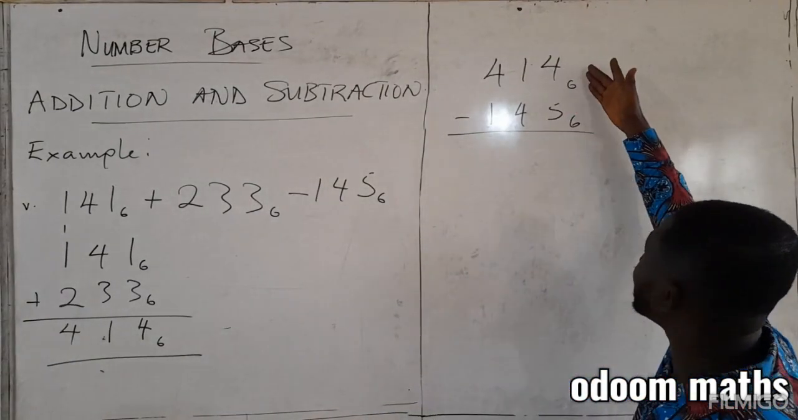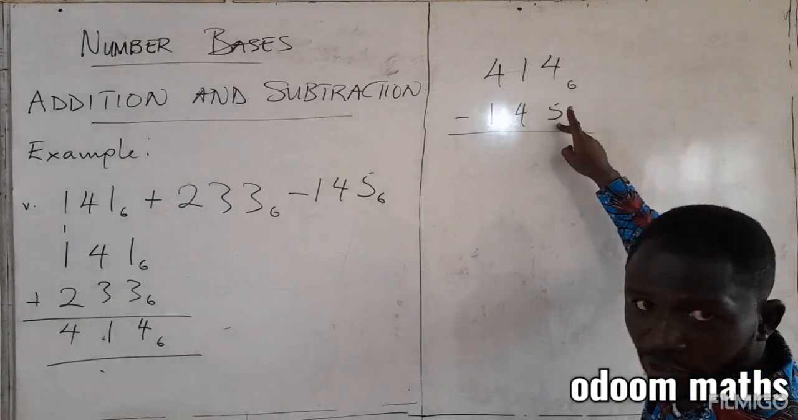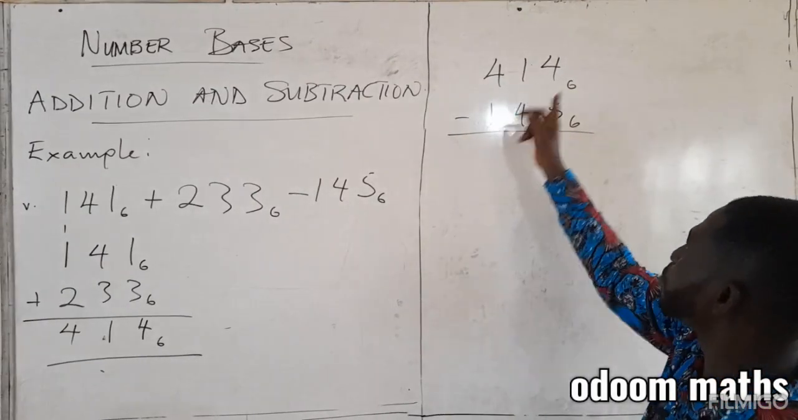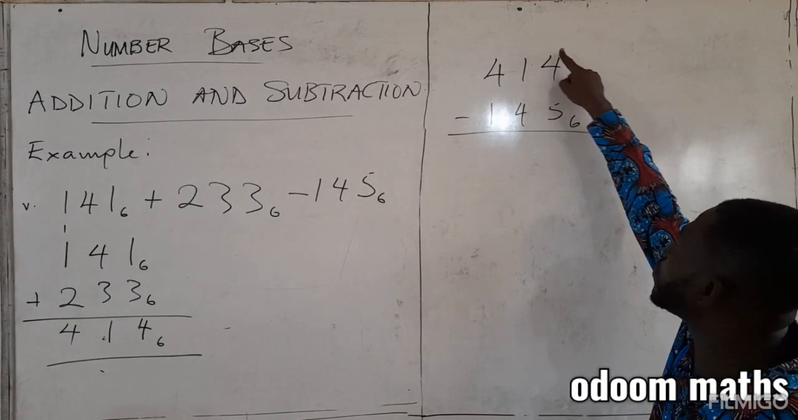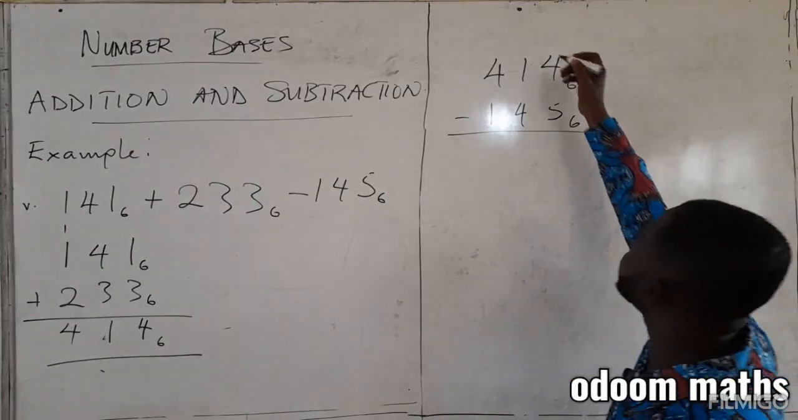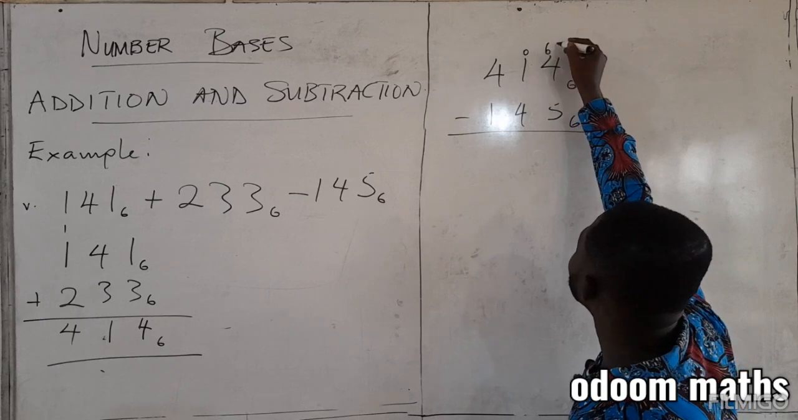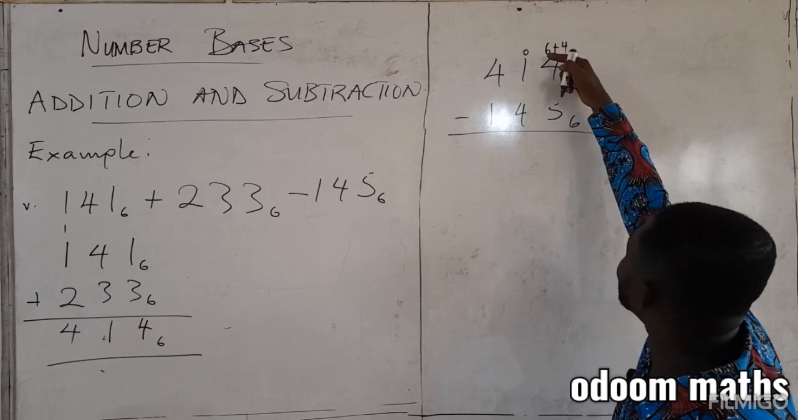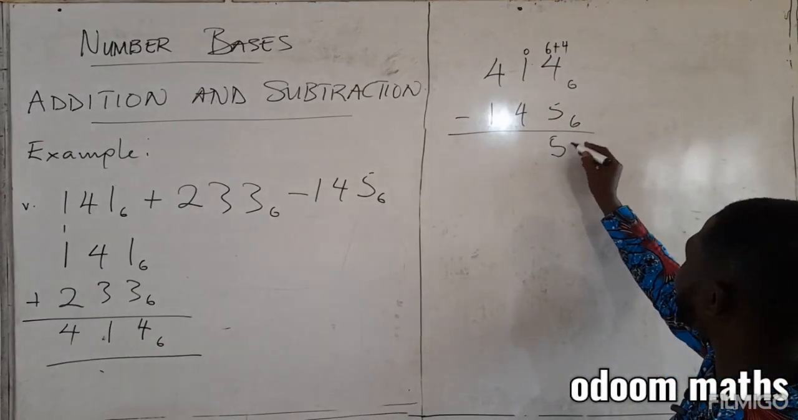So we need to take 145 from 414 base 6. So that is what I have here. So we are going to subtract. 4 minus 5 will still not work. So we need to borrow 1 from here. But as I told you earlier, we borrow and then that number becomes 6 because we are working in base 6. So this place is now 0 because I've taken this one. So that is going to be 6 plus the 4 here. So 6 plus 4 is 10. So 10 minus 5 is 5.